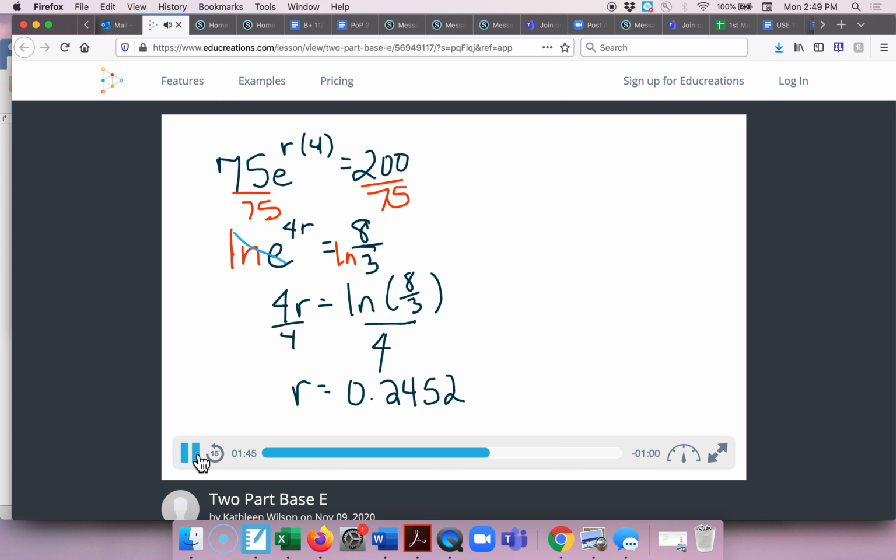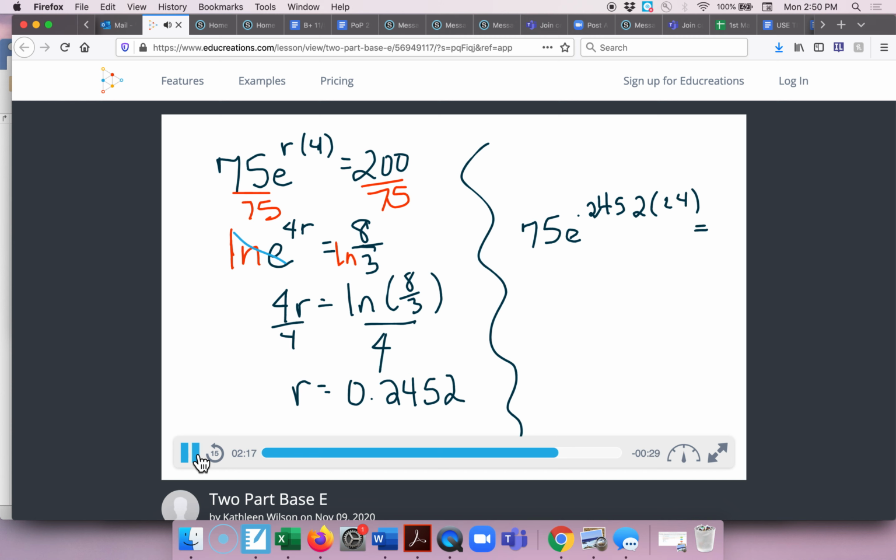Now look what we have to do. We have to use the rate to calculate the actual question being asked. The question is, if we start out at 75 bacteria, how many will we have after 24 hours? So our start number is still 75. And we still have e. And now we know R is 0.2452. And we know T is 24 hours, right? And we just need to do that calculation.